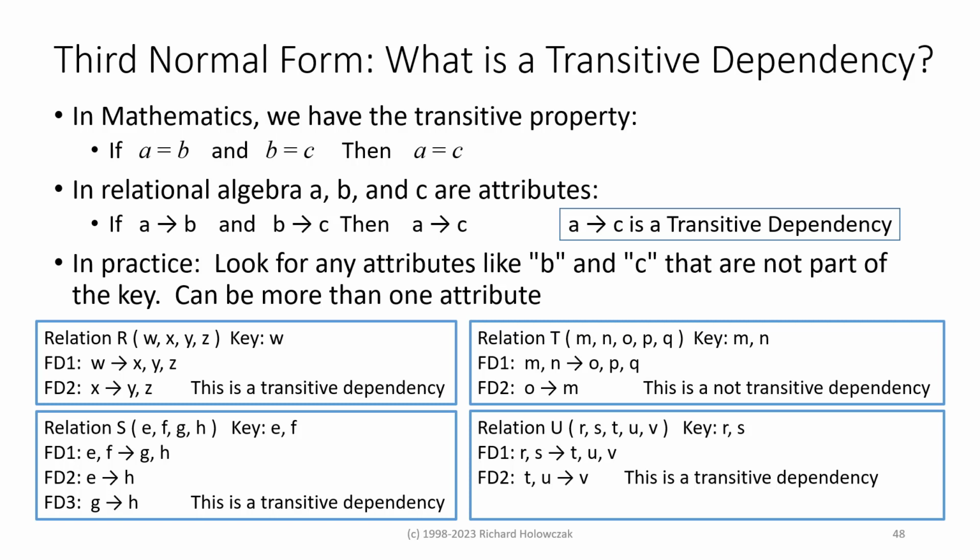So there's a few different ways we can see it. We can look at single attributes, groups of attributes. We just have to line up what is our A, what is our B, and what is our C, and do they follow this pattern? A determining B, B determining C.